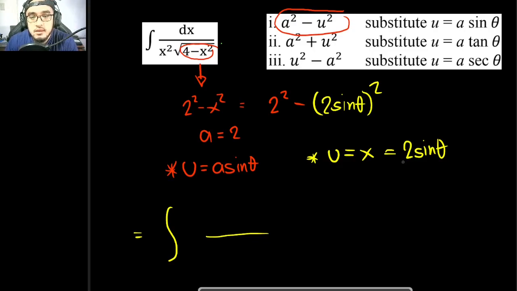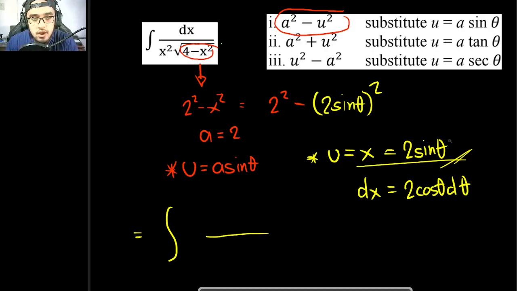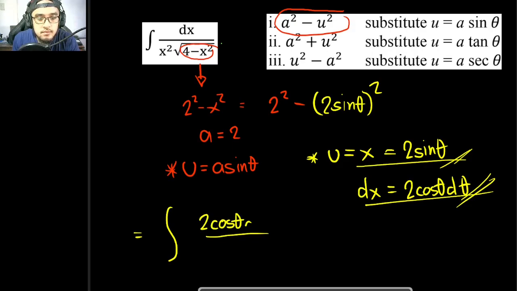So if we are to get the derivative of this part right here, meaning our dx is now equal to, what is to be the derivative of this one right here? That is to be 2 times cosine theta times d theta. And using this equation, we can now substitute it to this term, which is dx. So from that, this is to be our new equation: 2 cosine theta d theta. So that is for the numerator part.